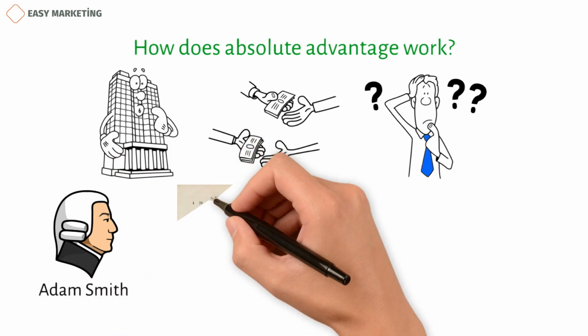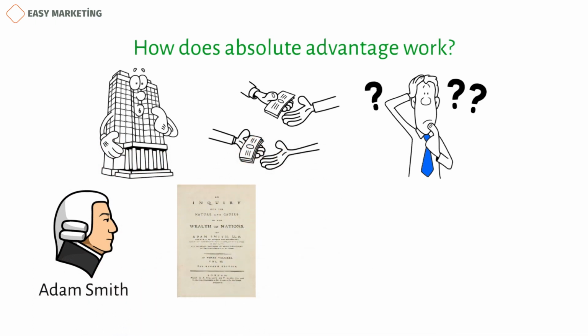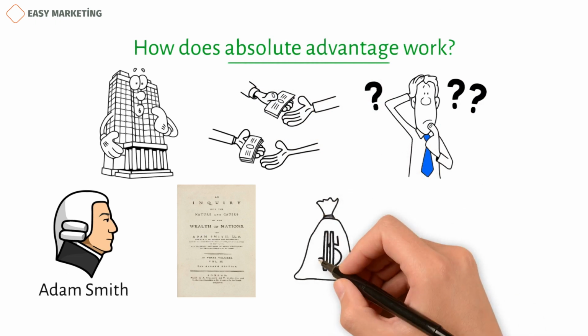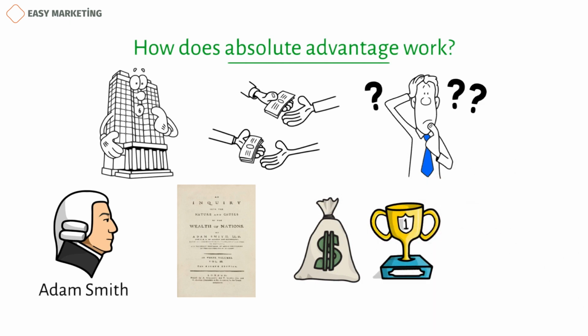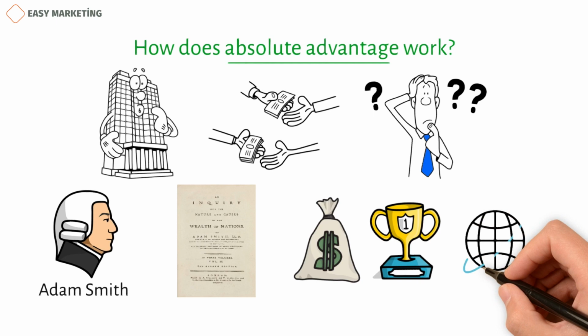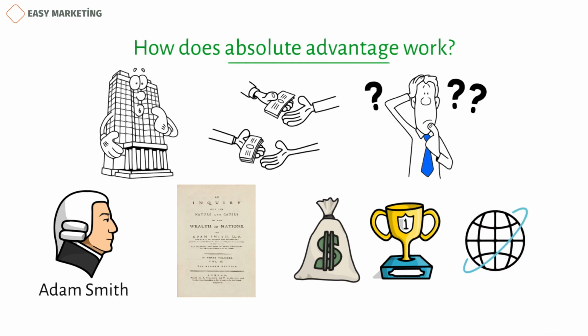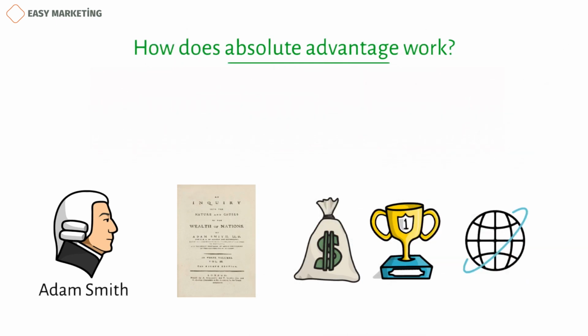Adam Smith, an economist, wrote An Inquiry into the Nature and Causes of the Wealth of Nations in 1776. In that book, he talked about the idea of absolute advantage. He argued that the best way for a country to get rich is to focus on making things that it does better than anyone else, and to allow free international trade so that it can sell the things it makes and buy the things it needs.